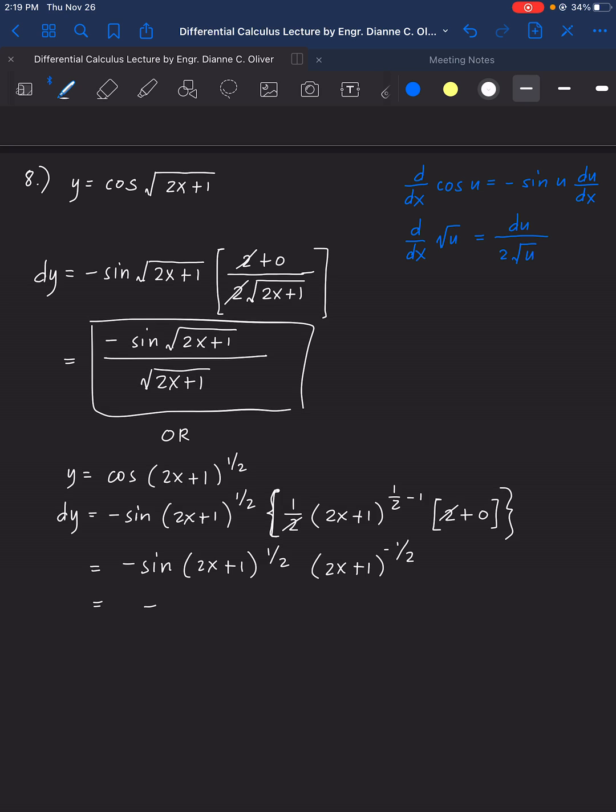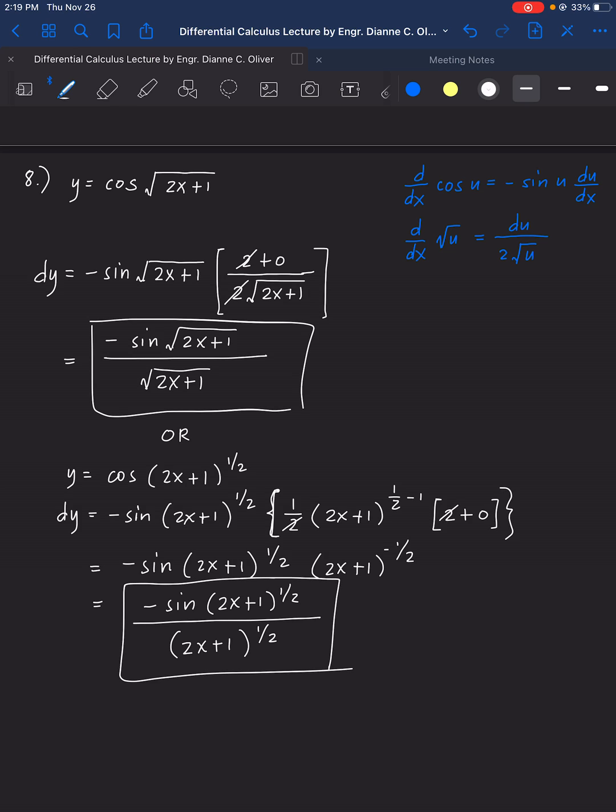Therefore, the final answer is negative sine 2x plus 1 raised to 1/2 all over 2x plus 1 raised to positive 1/2. Okay. So these two are the same. So that's for example number 8.